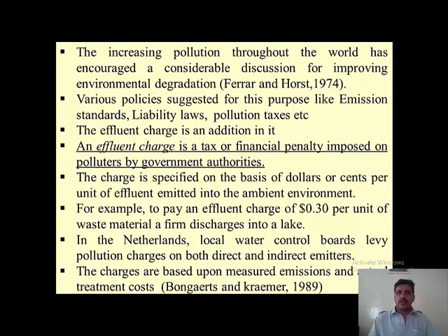Now, how is it charged? The effluent charge is levied per unit of pollution. For example, a firm pays an effluent charge of $0.30 per unit of waste material it discharges into a lake, or into the environment, or onto the land. In the Netherlands, local water control boards levy pollution charges on both direct and indirect emitters. The charges are based on measured emissions and actual treatment costs.